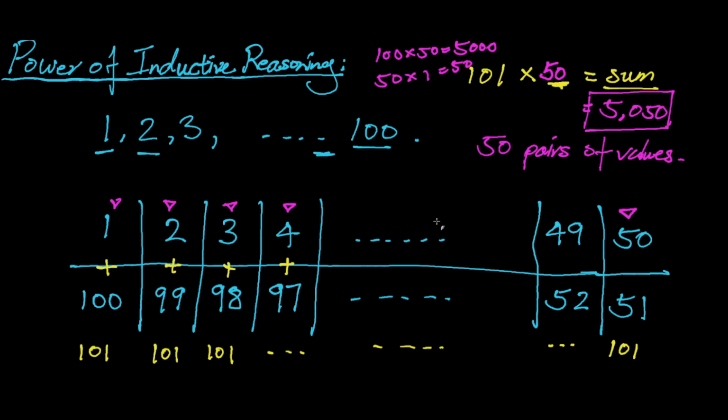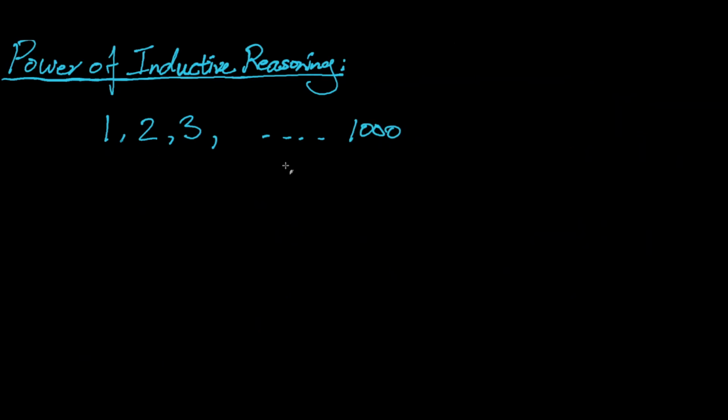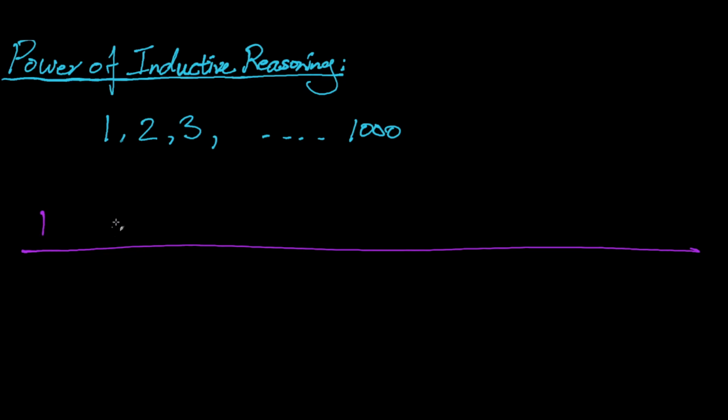Let's take a look at an even harder problem to see if this still works. Let's go through the same process again just to double check and also just to ingrain that idea of inductive reasoning. Let's take a look at 1,000 this time. We're going to swap over to a different color, make our table. There we go. And let's start with 1. The first value is 1. The last value is 1,000.